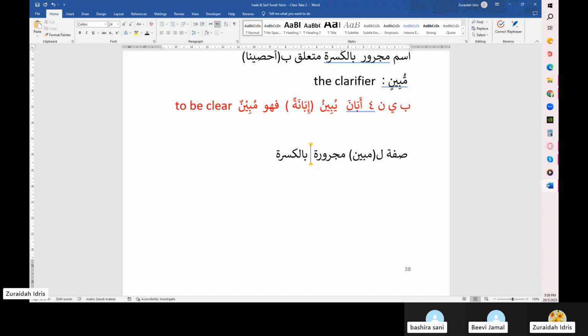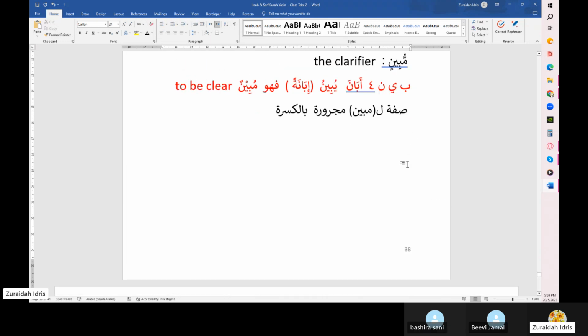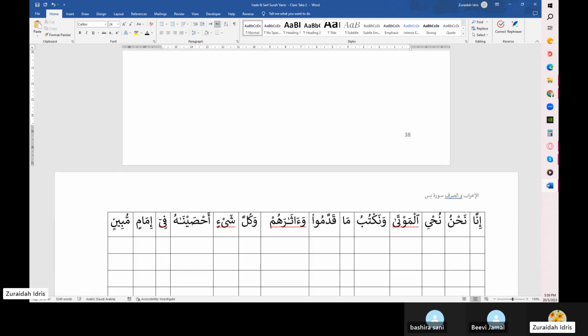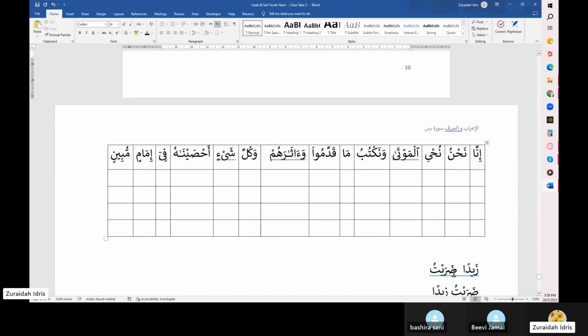So this is a very clear book. All right, let's see how we can translate it. Quite a number of things are happening here. Let's retranslate again. We had three options for nahnu. Will the translation differ as we go on? If we say that nahnu is mubtada, how would we translate this?